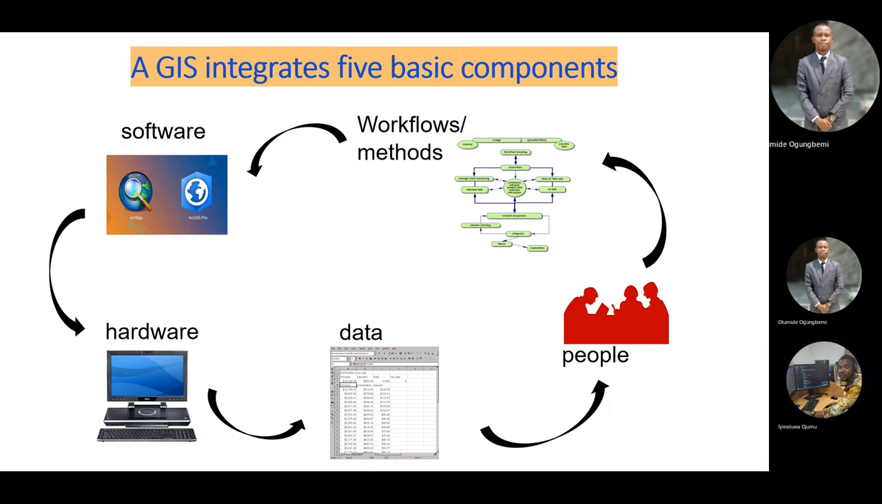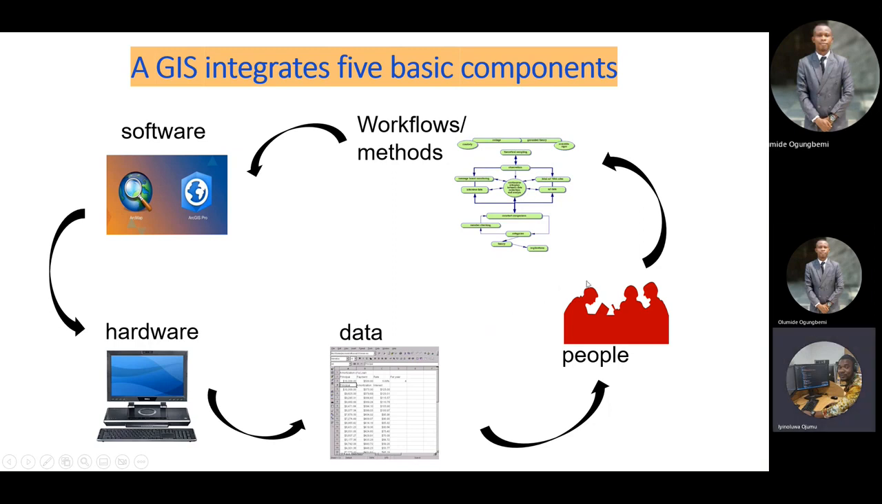So software is the first component of GIS. Another component is the hardware. An example of hardware is your computer, your laptop or your desktop computer. You understand? So apart from the software and the hardware component, we have the data. Don't forget that when we talk about GIS, we are talking about spatial data sets. Although we can also integrate data sets that are not spatial with our GIS, you understand? So we have the data component of GIS.